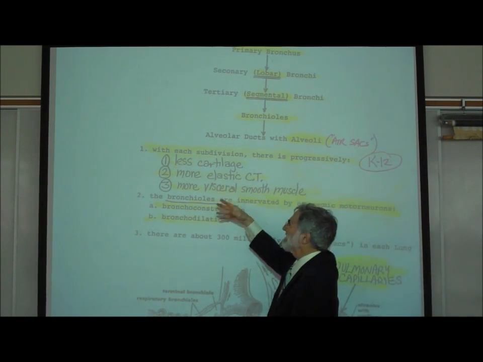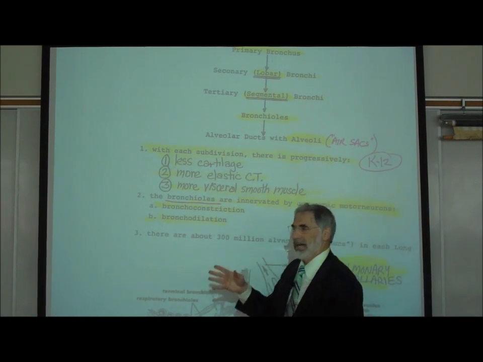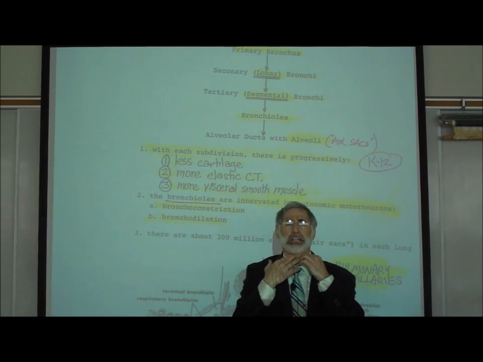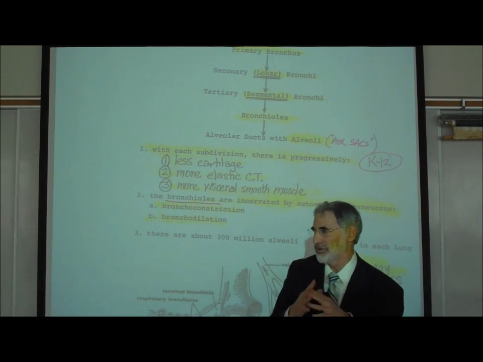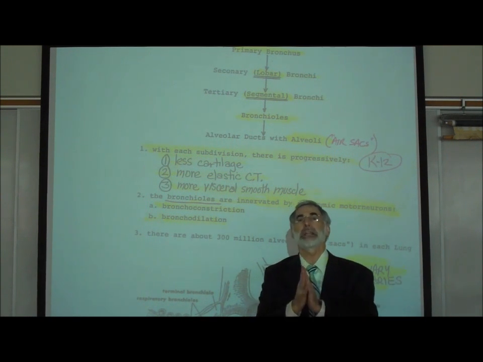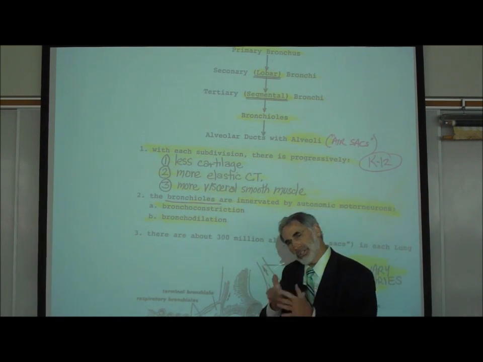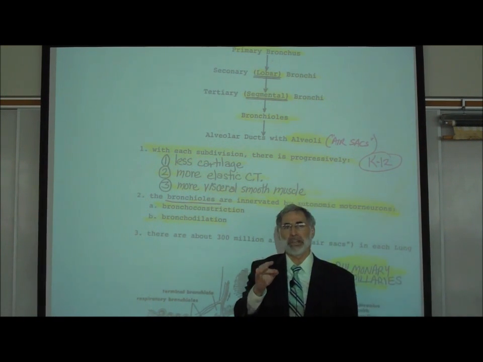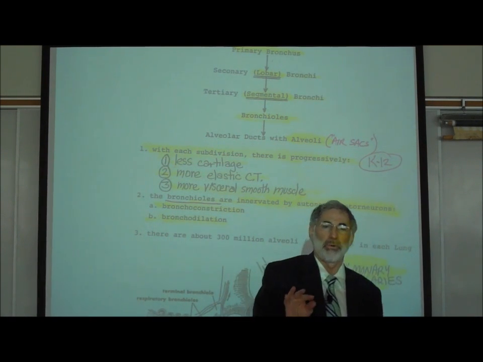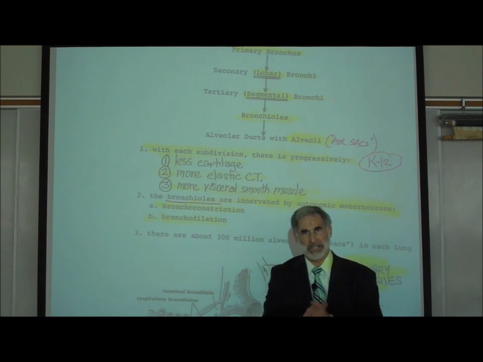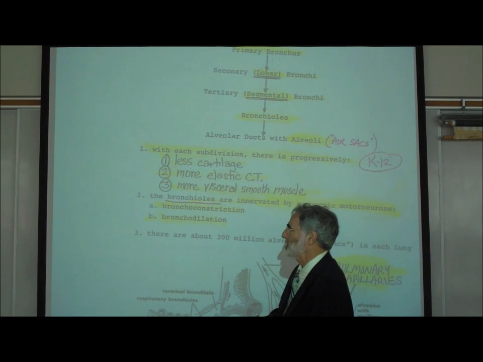There's progressively less and less cartilage in the walls. In other words, the trachea has a lot of cartilage in the wall. And we've already learned that the purpose of the hyaline cartilage in the wall of the trachea is to prevent it from collapsing. So there's no way your trachea is going to collapse. But as we go to smaller and smaller airways, there's progressively less and less hyaline cartilage in the walls, and therefore the smaller airways are capable of collapsing. The little bronchioles really do not have any cartilage to prevent them from collapsing, so they may collapse.